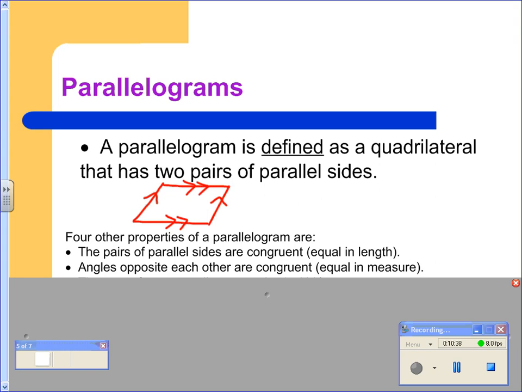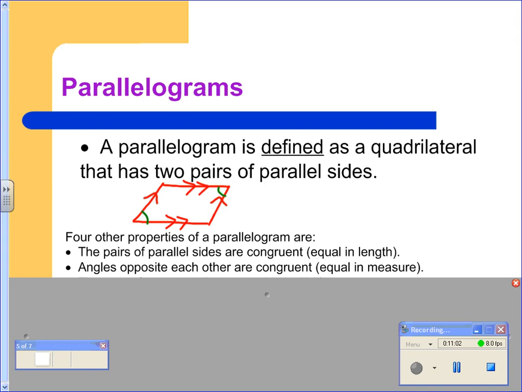Angles that are opposite each other are also congruent. It's kind of, but those add up to 180. These two are the same thing. If this angle is 50, that angle is 50.